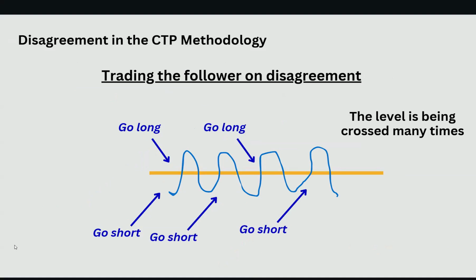I have a question for you guys. Why does this behavior happen? Why is the follower's level being crossed many times on disagreement?